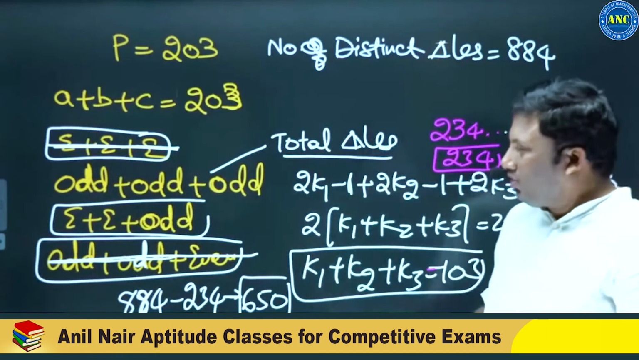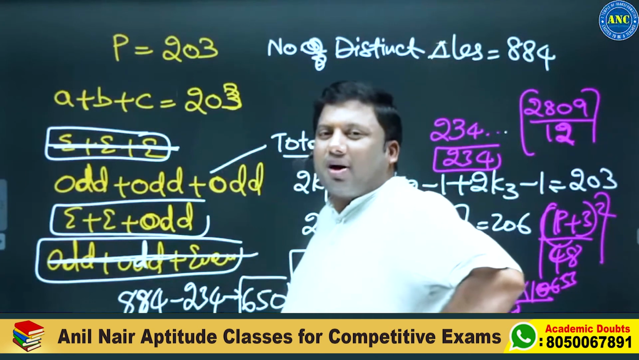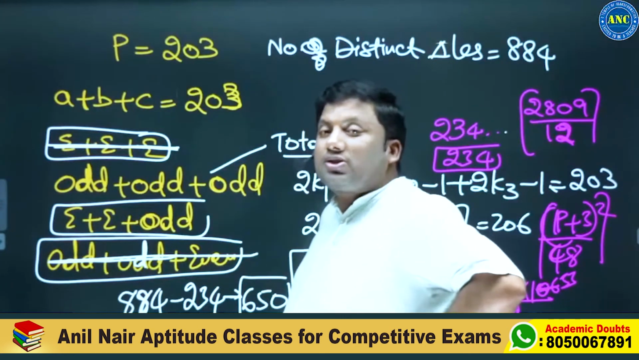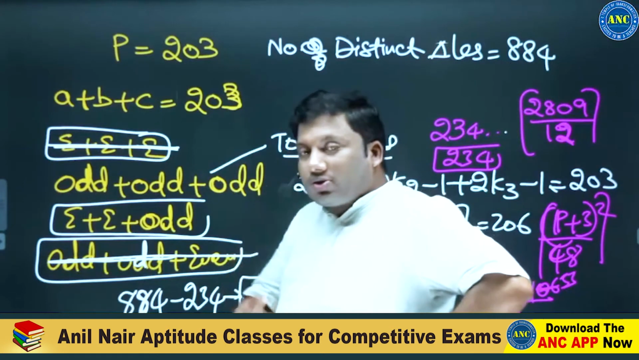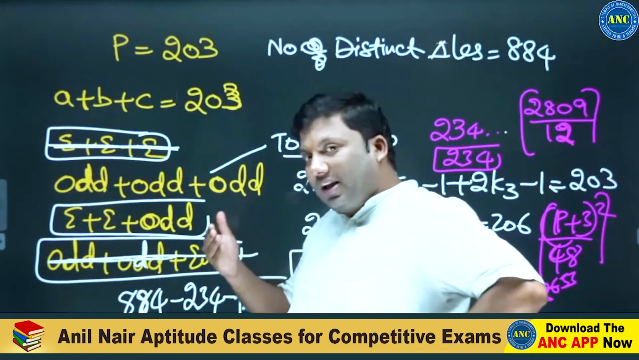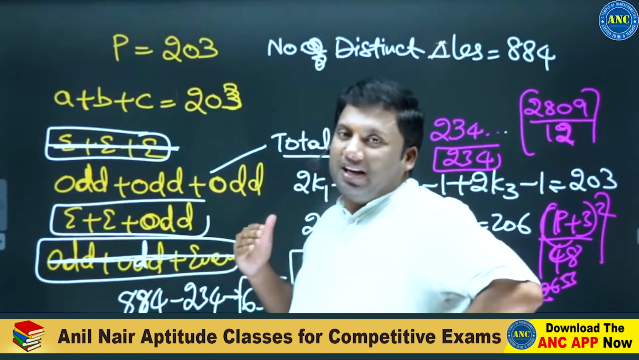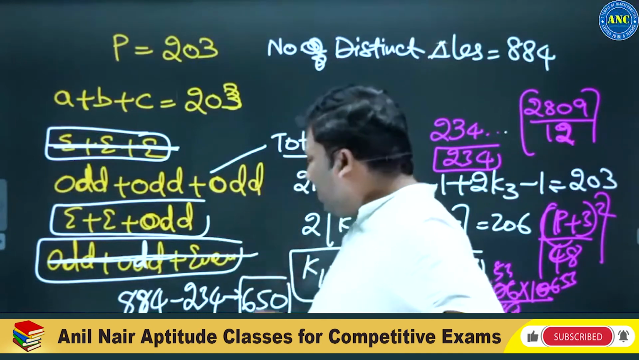This is one way to solve. But the problem with this method is you need to remember that formula. What is that formula? P square by 48, nearest integer function, and (P plus 3) whole square by 48, nearest integer function. One is when P is even and another is when P is odd. So this is a formula based approach.